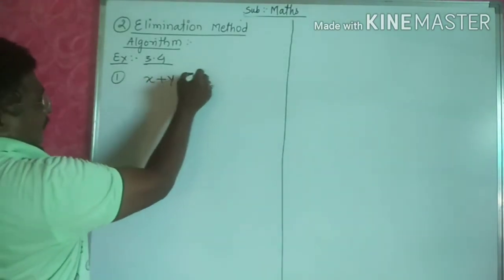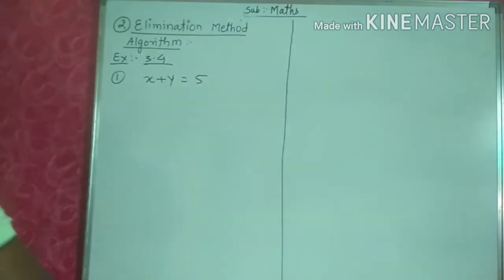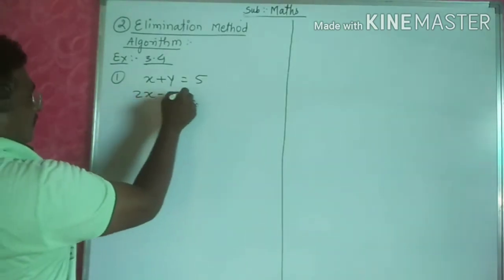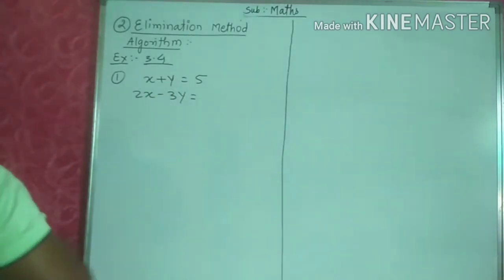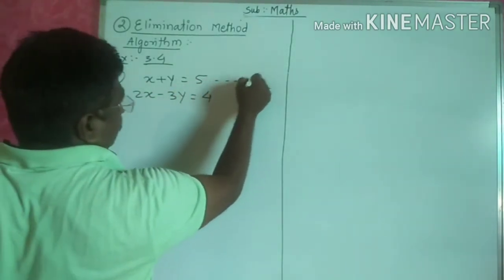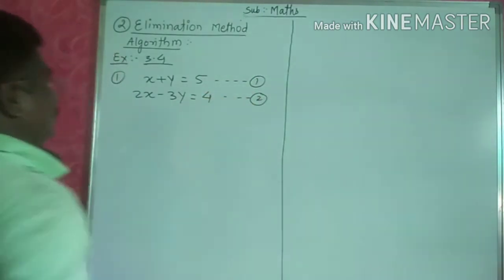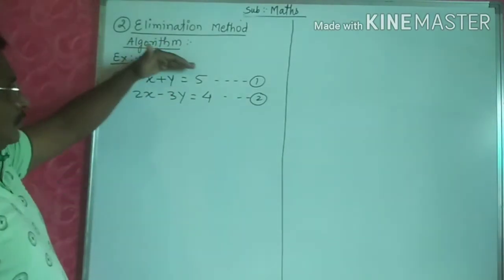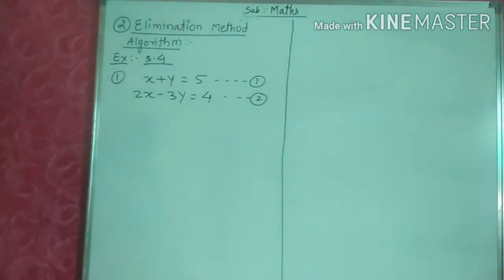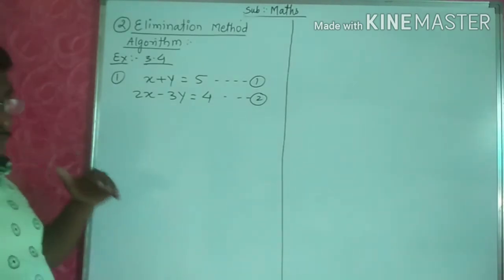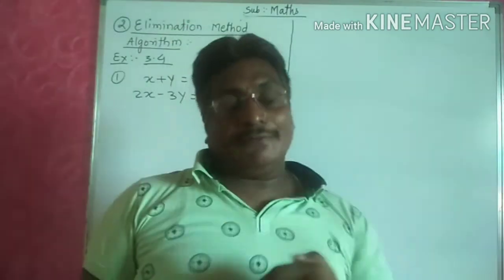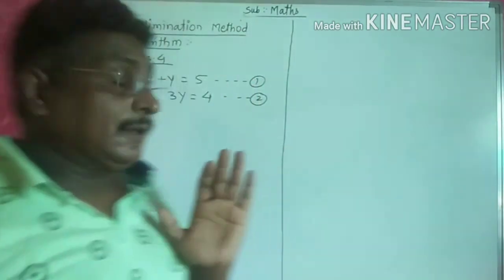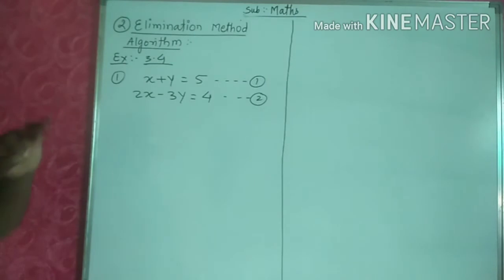x plus y equals 5, and 2x minus 3y equals 4. According to the first step, obtain the pair of linear equations. We got a pair of linear equations. Then the second step: make the coefficient of any one variable numerically equal by multiplying that equation by a particular number. So check it here.